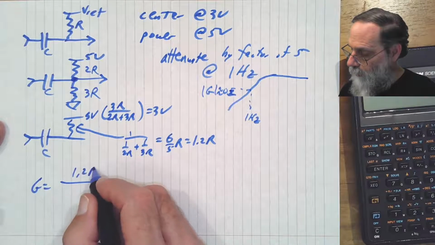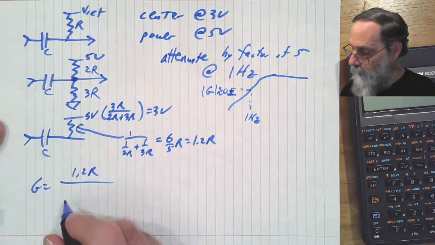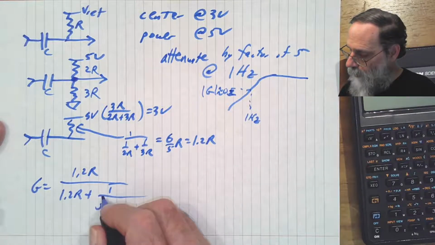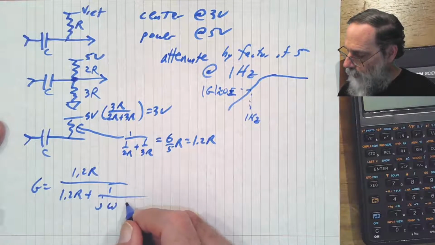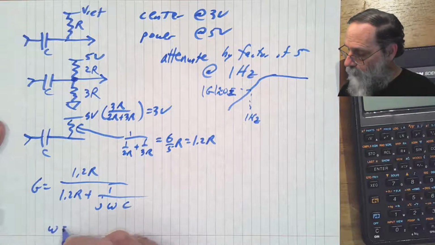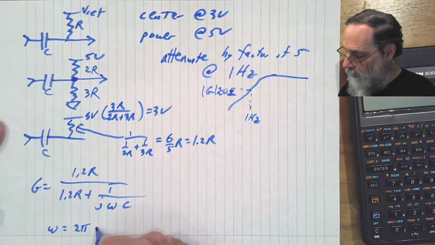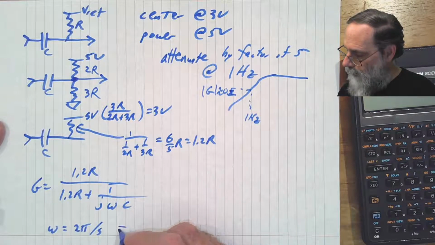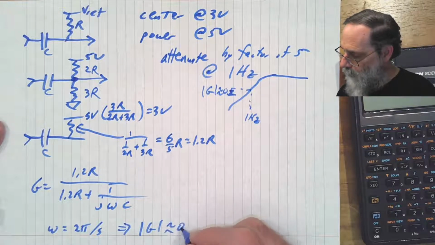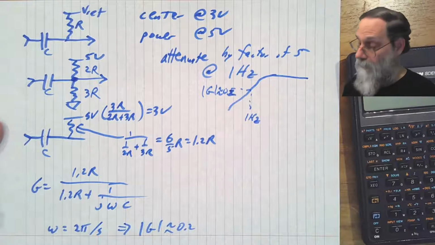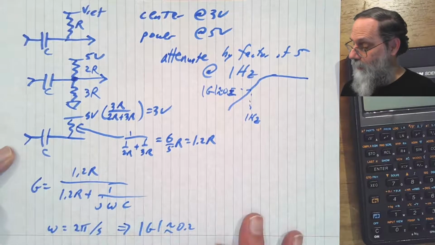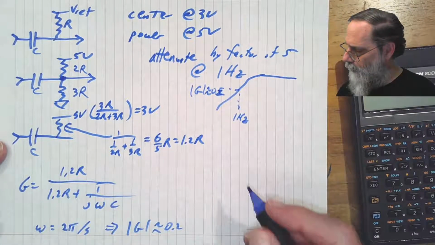1.2 R is to the DC, and on the combined is 1.2 R plus 1 over j omega C. And what I want is that when omega equals 2 pi radians per second, then I want the magnitude of the gain to be approximately 0.2. Okay? So we need to figure out what's the magnitude of this thing. It's kind of messy looking there.